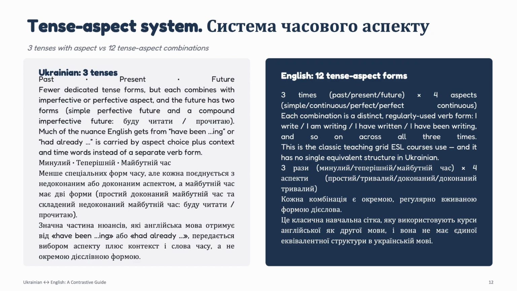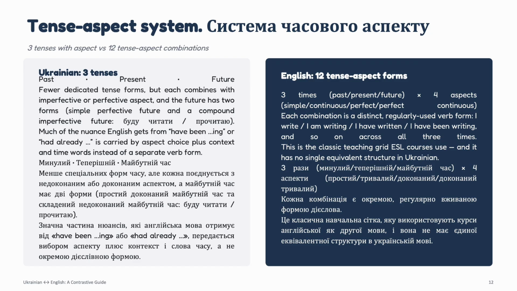What Ukrainian lacks in tense forms it makes up for with aspect. A lot of the nuance that English expresses with something like have been, then the verb plus ing, or had already, is instead carried by aspect choice plus context and time expressions. English has 12 tense aspect combinations, three times like past, present, future, and times four aspects like simple, continuous, perfect, and perfect continuous. Each one is a real, regularly used form. I write, I'm writing, I have written, I have been writing, and so on across all three times.